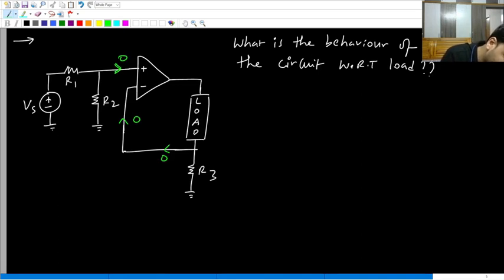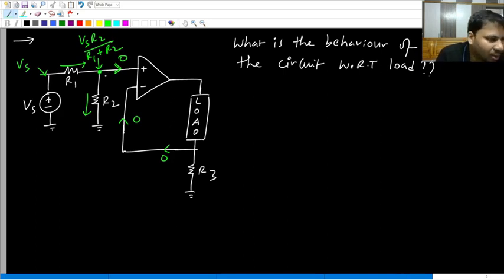So this current is also 0. Now because this current is 0, what about these two currents? Are they not equal? What is the voltage at this point? Vs. Now because R1 and R2 have the same current, they are in series. What is the voltage at this point? Vs R2 by R1 plus R2. Now which point is this? Is it not the plus input terminal? So what is the voltage at the plus input terminal? Vs R2 by R1 plus R2. So what is the voltage at this point? Again Vs R2 by R1 plus R2.